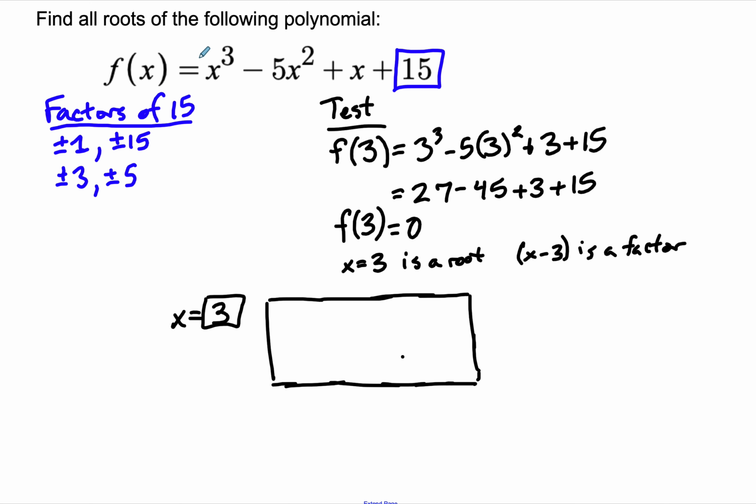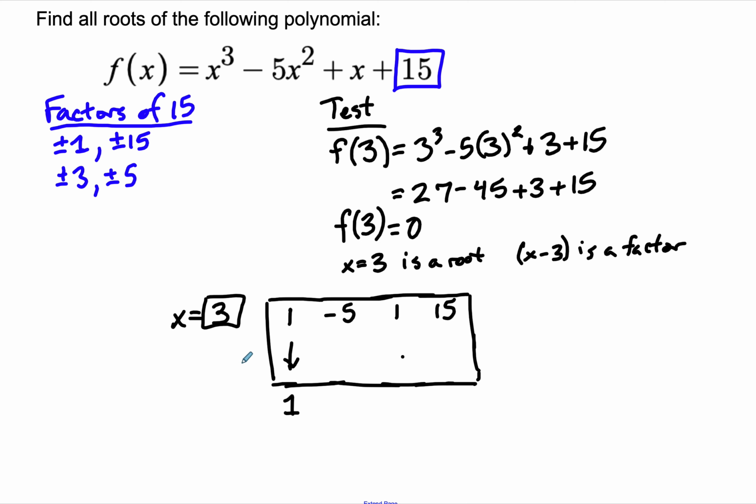Okay, so the first coefficient is 1, because it's just x cubed, then negative 5, then 1 again, and then 15. So here's what I'm going to do. I'm going to move that 1 down, and now I'm going to start the synthetic division process.